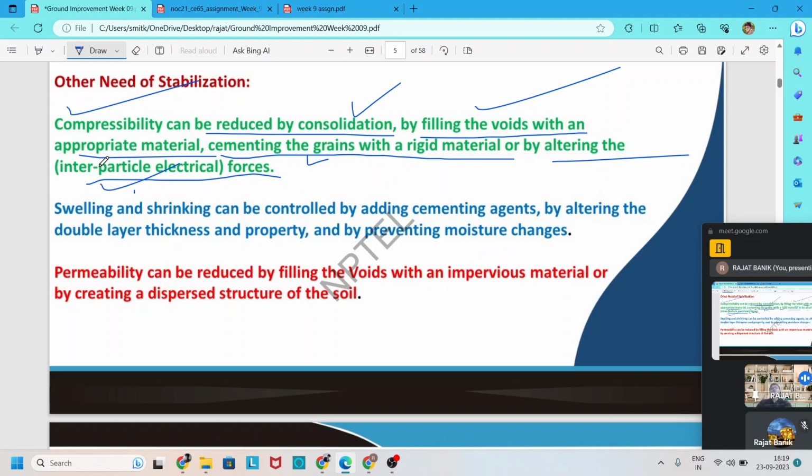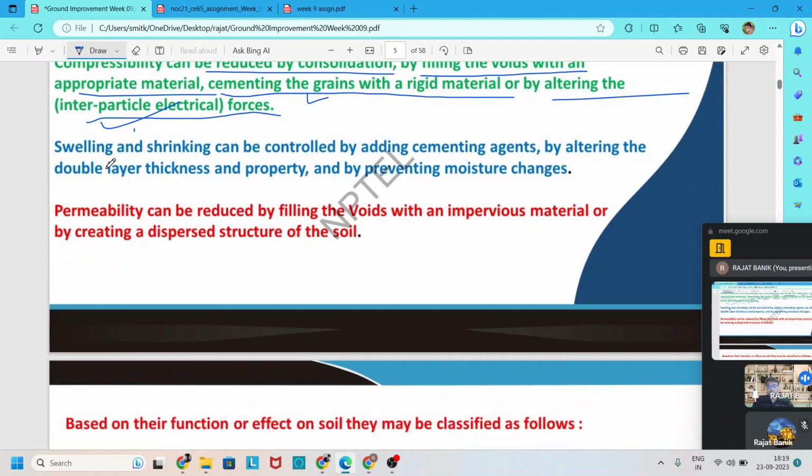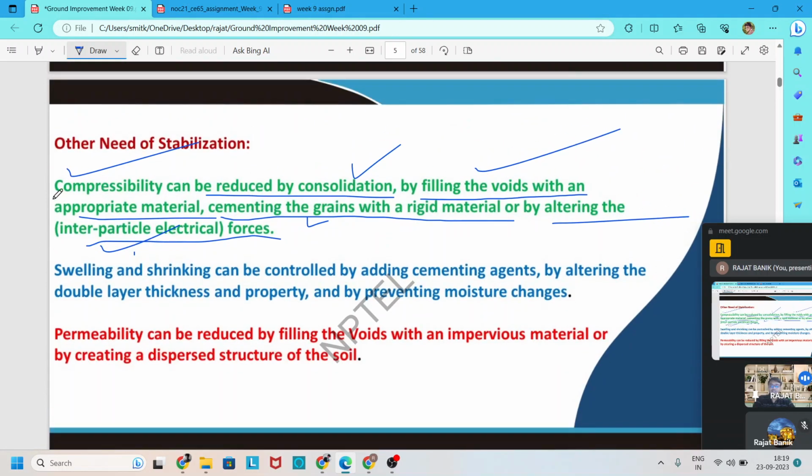So like that way we also use these techniques for swelling and shrinkage also. And we can also use it to reduce the permeability of the soil by filling the voids with an impervious material, or by creating a dispersed structure of the soil. So, like that way, in different ways, we use soil stabilization for different purposes.